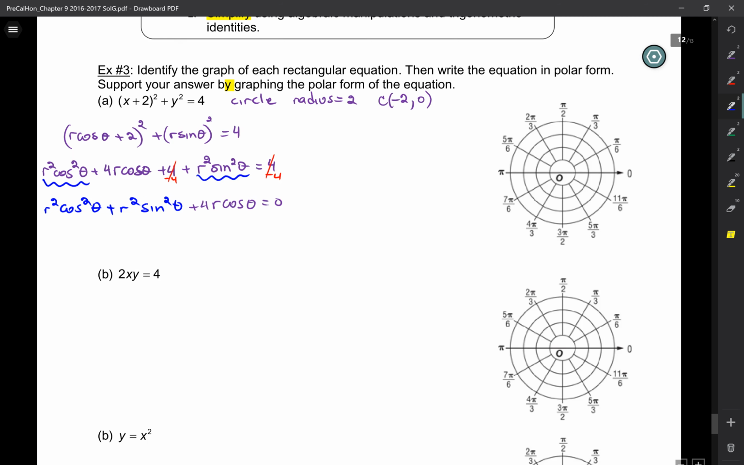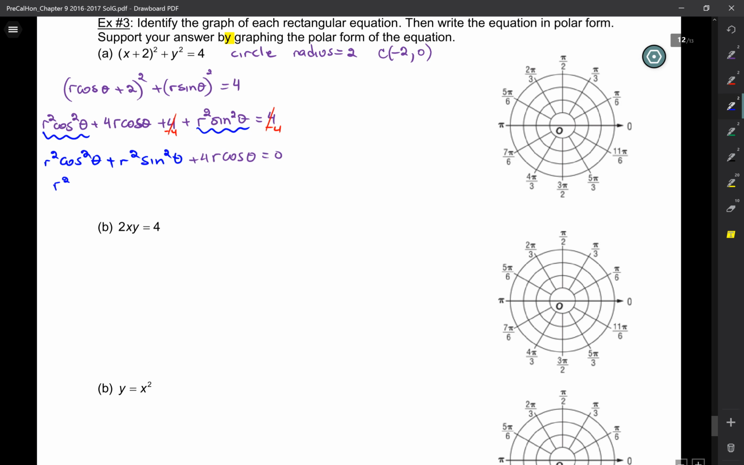So now, from this blue part, I'm going to factor out an r squared. And I get r squared times cosine squared theta plus sine squared theta plus 4r cosine theta is equal to 0. Question, yes. Well, I just factored it out from here. You're free to factor stuff out from parts of this. That's because mathematically it's acceptable, because when I put this back in, I get that back. So it's totally fine. Okay?